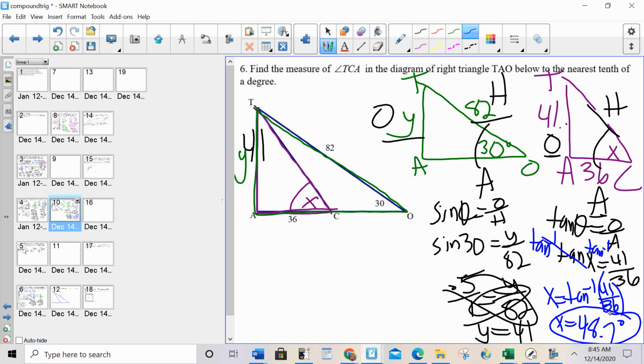So reflexive, if I can't subtract to find it, and I don't have enough information to find it, when I have overlapping or compound right triangles, I find a reflexive side. This side is in both. I could find this side using the big right triangle in this case, because I have enough information to do that. And once you find it, then you can go to the triangle that contains the piece of information you're trying to find. And now that you have enough information to find it, you find it.